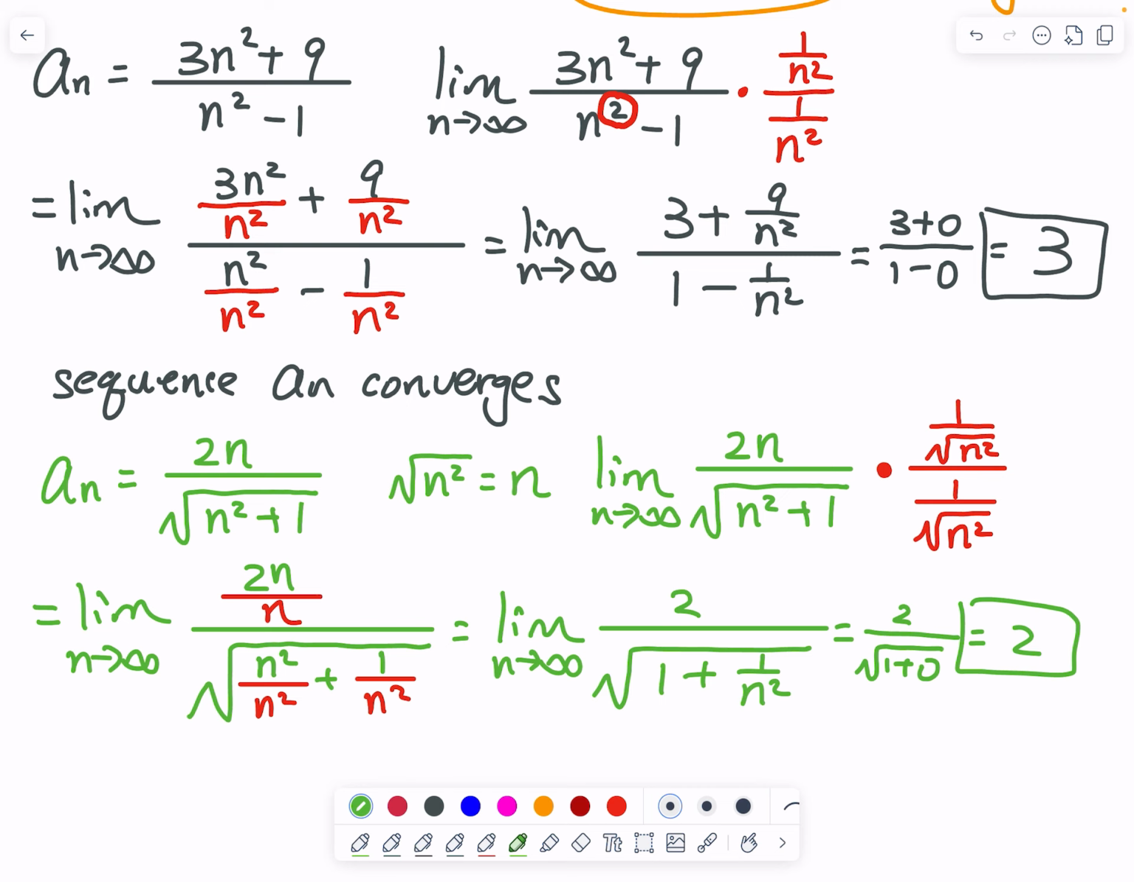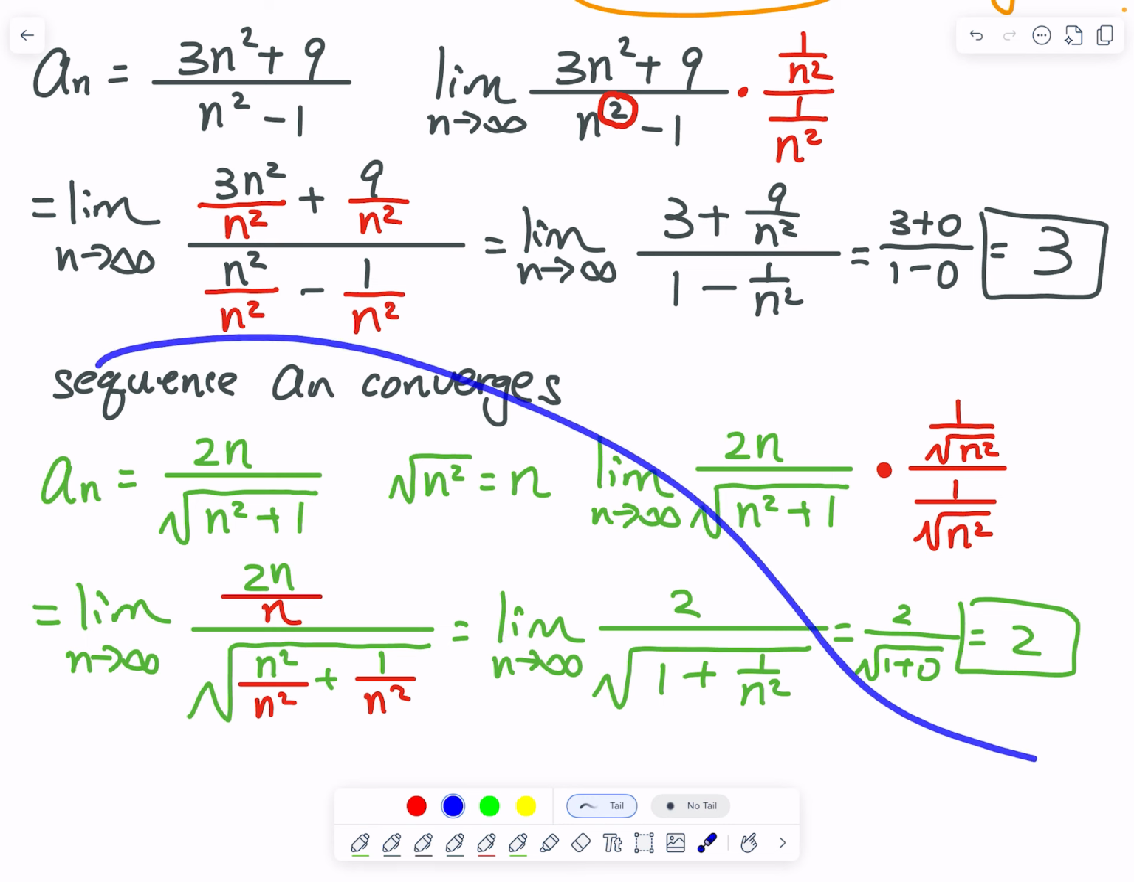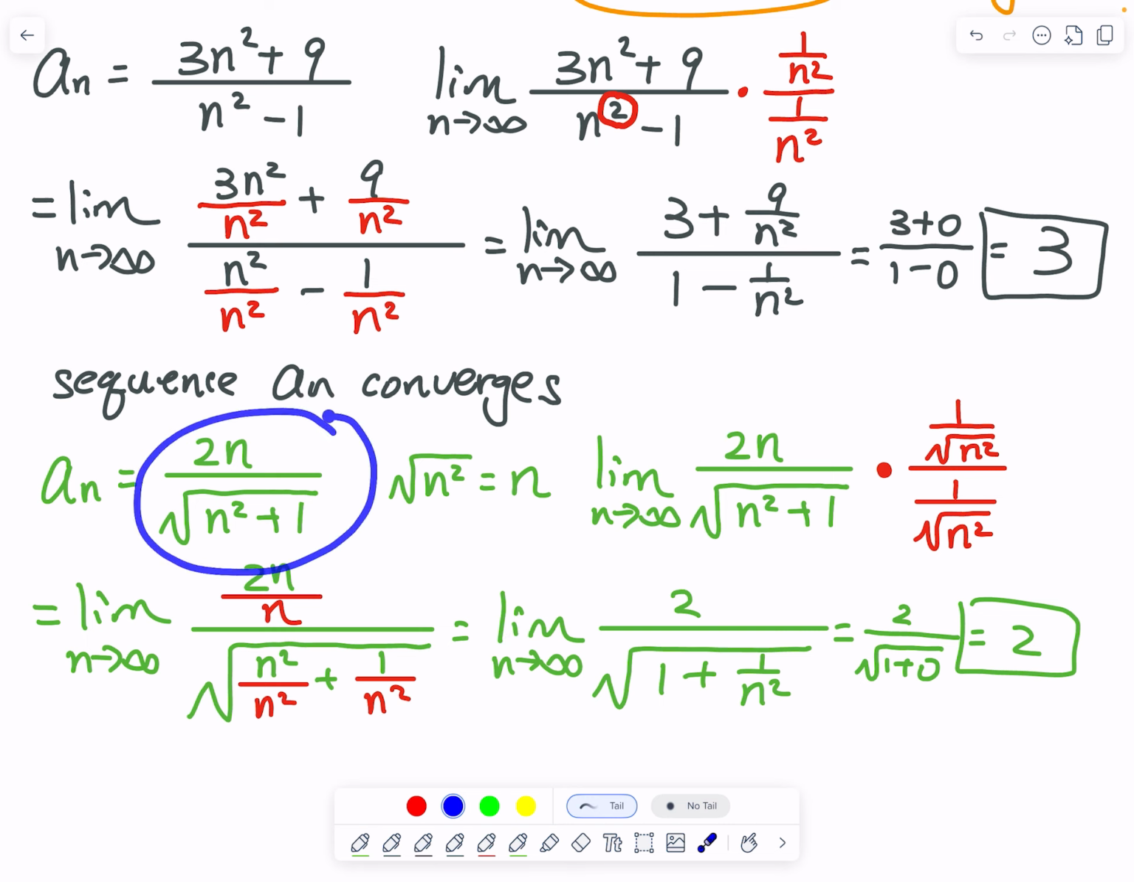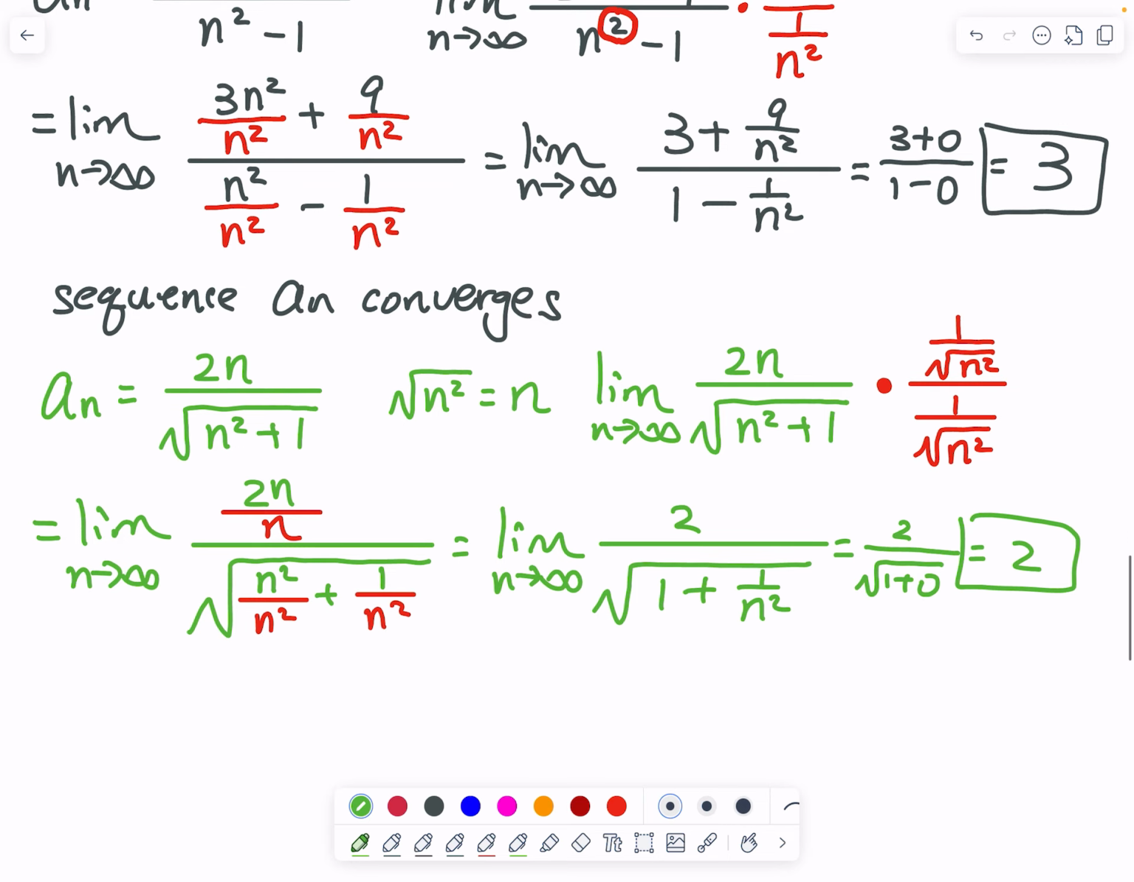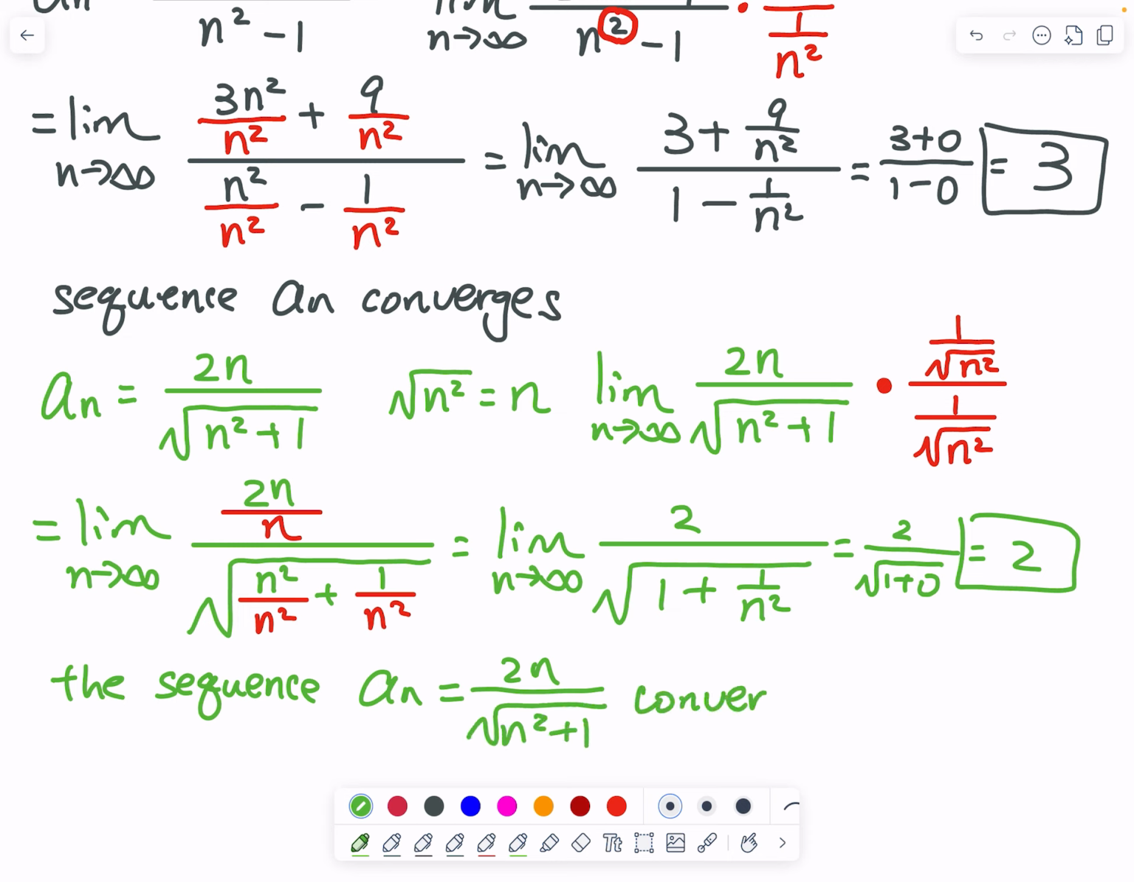So you have a list of values that is either in ascending or descending order, or you can sketch the graph of this function, y equals 2x divided by the square root of x squared plus 1. You can see when x goes to infinity, y approaches 2. And in terms of sequence, we say the sequence a_n equals 2n divided by the square root of n squared plus 1 converges to 2. All right.